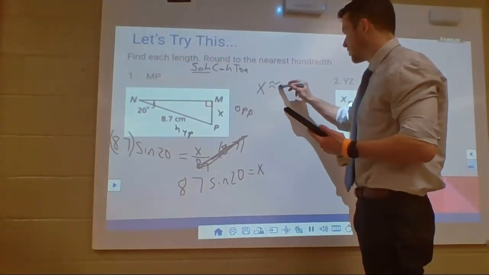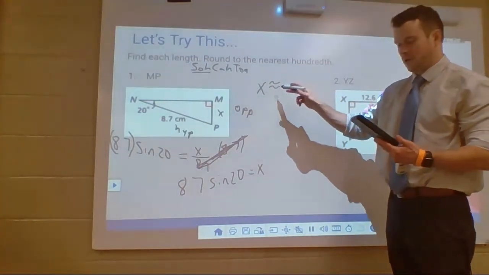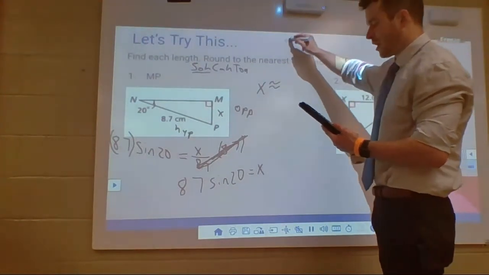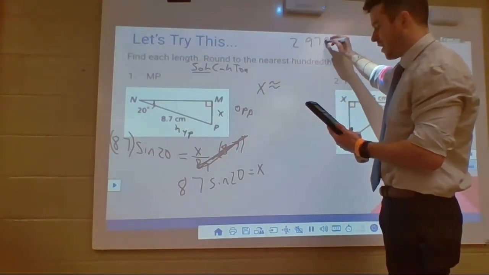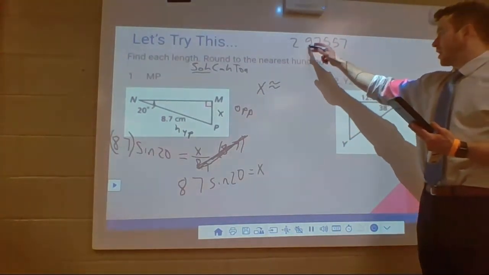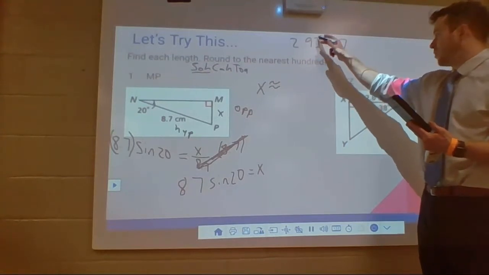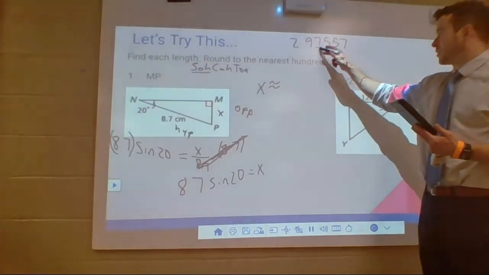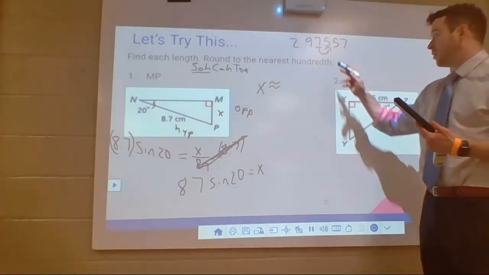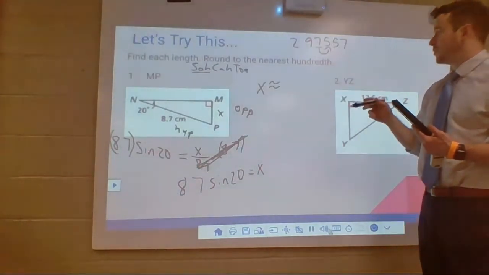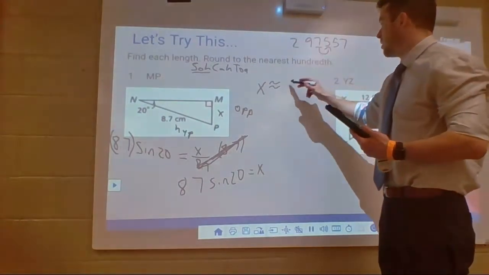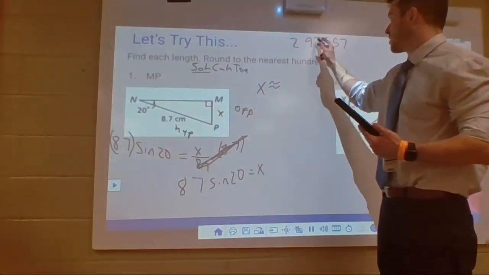All right, so we're going to get x is about, so this little squiggly equal sign means about. We're going to round that to the nearest hundredth. The number that I got was 2.97557. Well, where's the hundredths place? So we got tenths, hundredths. So 7 is in the hundredths place. Now we need to look towards the thousandths place to decide if that 7 is going to stay a 7 or if it's going to go up to an 8. Well, since it's a 5 in the thousandths place, we'll round that 7 up to an 8.